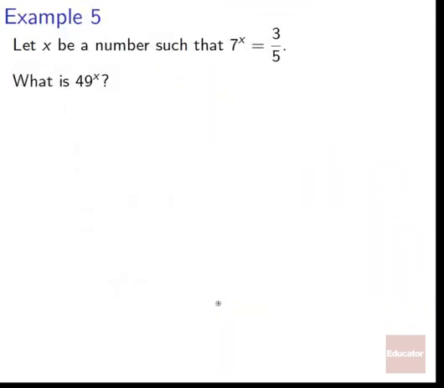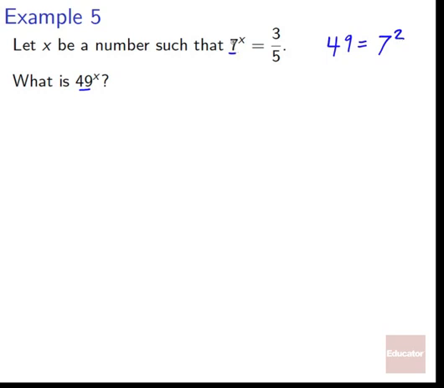Final example, let x be a number such that 7 to the x equals 3/5. What is 49 to the x? Now, at first you might see a problem like this, and it's completely confusing because you have no idea what to do. But notice, we've got 7 here, we've got 49 here. So there's going to be some sort of clever trick connecting the fact that 49 has something to do with 7, right? How is 49 related to 7? 49 is equal to 7 squared, right? So there's this connection between 49 and 7. So we can use that.